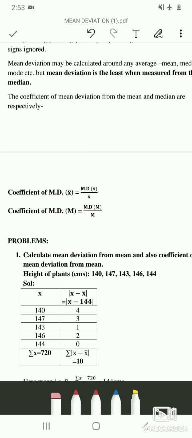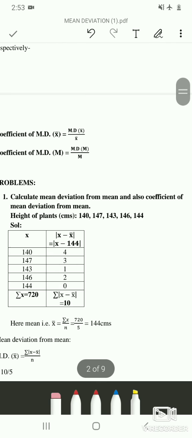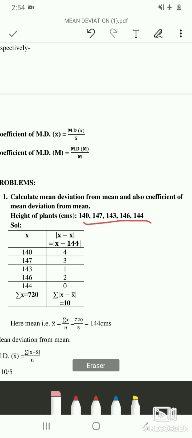Now, knowing the formulas, let's see the problems. The first problem is calculate mean deviation from mean and also coefficient of mean deviation from mean. And the data is height of plants in centimeters. The heights are 140 centimeters, 147, 143, 146 and 144. So this is the raw data, and they have asked to calculate mean deviation from mean. So there is no need to arrange the data because it is for mean, and we know the formula.